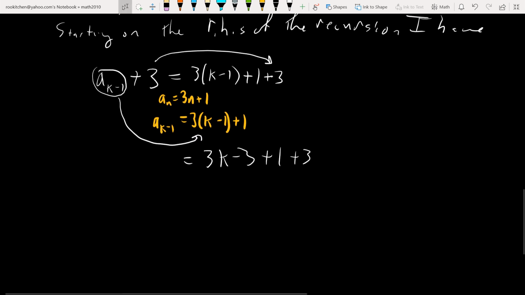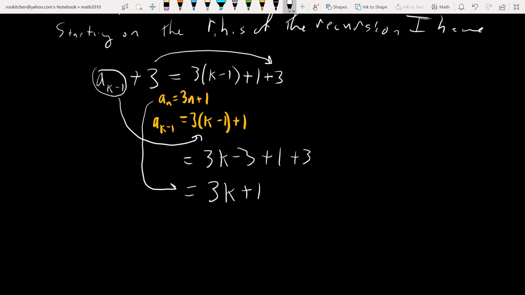Okay. And then that will equal 3k plus 1. And again, if you look back to our explicit formula, that thing is just a sub k, which is what we were trying to show. So we've essentially connected it now to the other side and shown that the explicit formula fulfills a recursive relation. Okay, it's a little weird, but it's really no big deal.